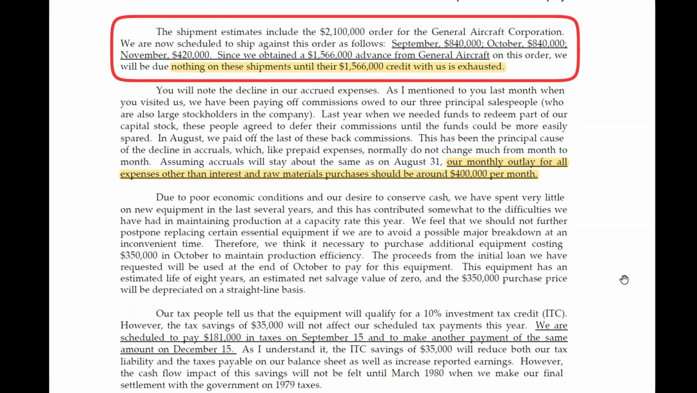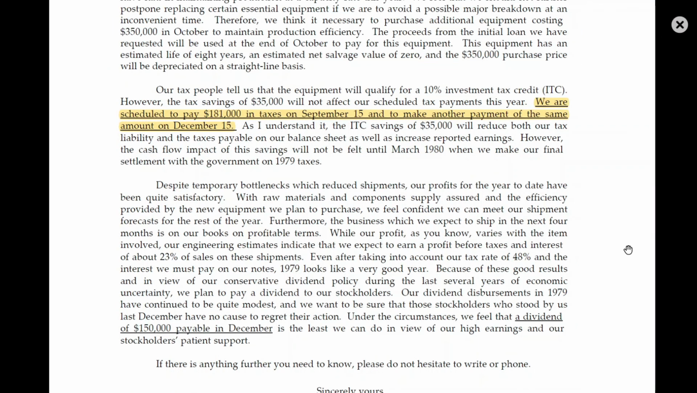The second paragraph of the case states that other operating expenses besides purchases of raw materials will be about $400,000 a month. The company will pay taxes of $181,000 on September 14th and December 15th. The last set of information: the company will make a dividend payment of $150,000 in December.